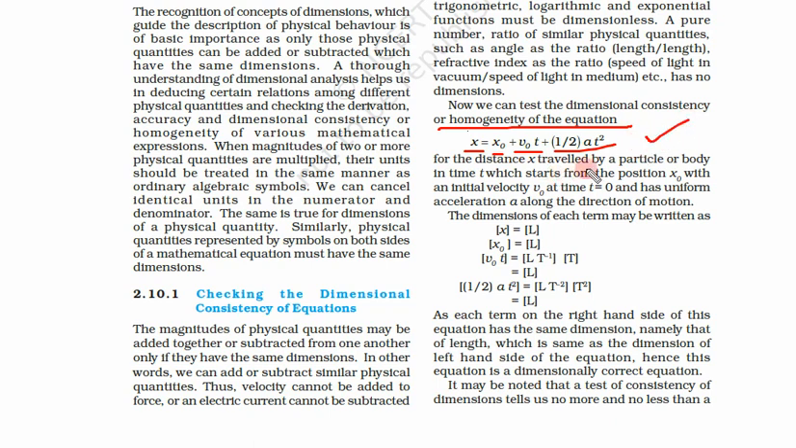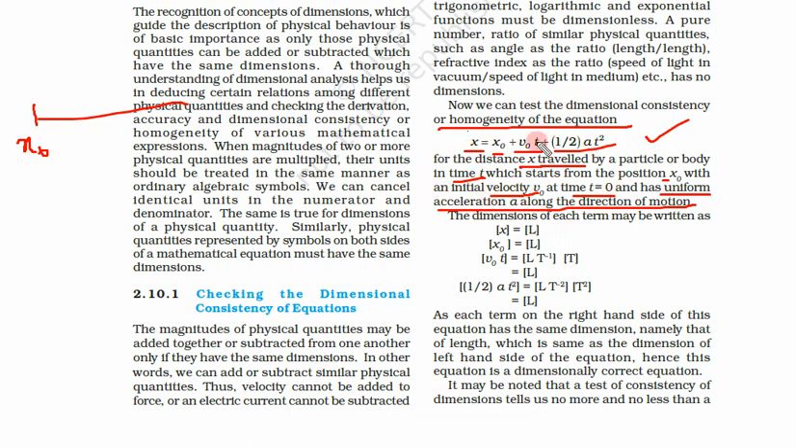So this is an equation, where x is the distance traveled by a particle or a body, and t is the time. The particle starts from some position x naught. It has some velocity, v naught, at time t equal to 0, and it has a certain acceleration a. This acceleration is uniform, along the direction of motion. So this is the equation given to us.